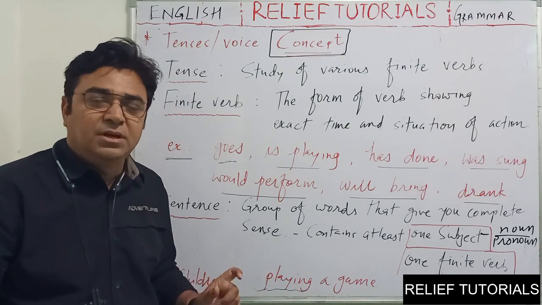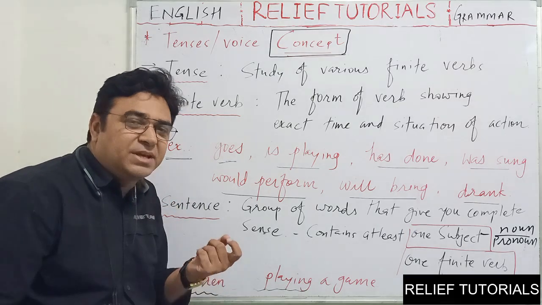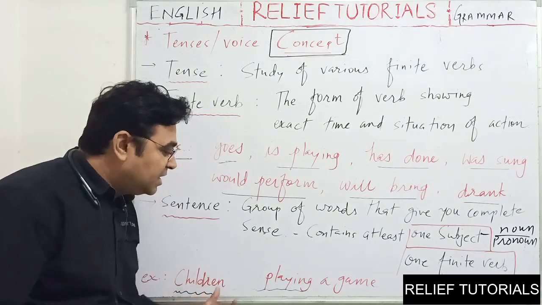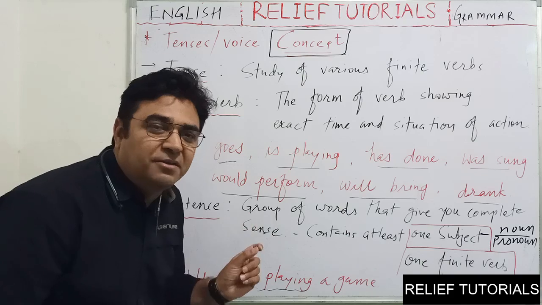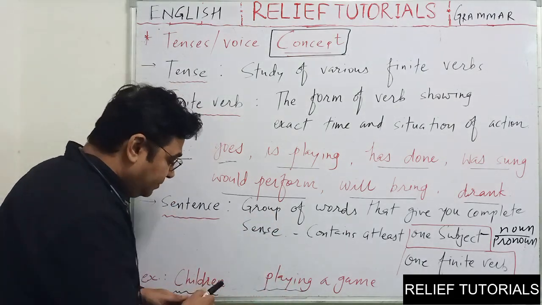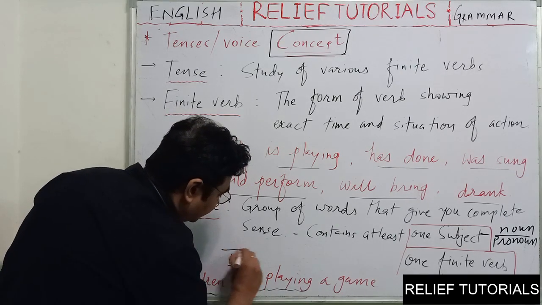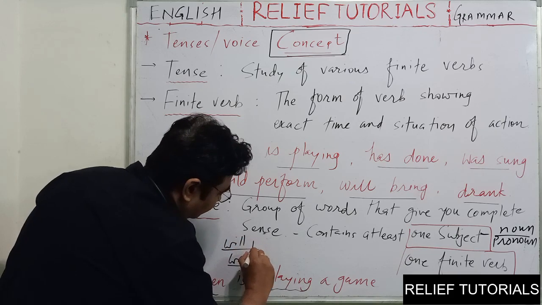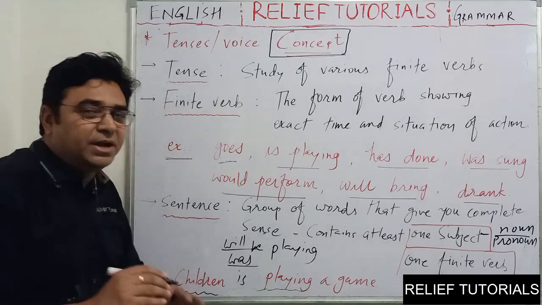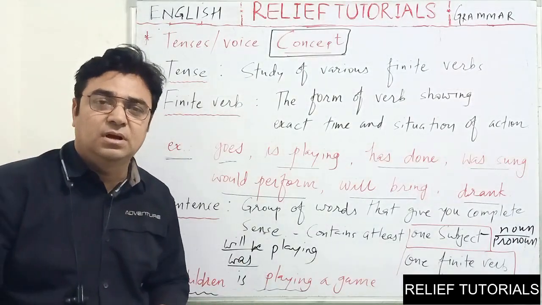So friends, the conclusion is what? If you want to make complete sense, if you want to make a sentence, you should at least have one subject and one verb, but the verb must be a finite verb. It has to be is playing, it has to be was playing, it has to be will be playing. It should be anything like that. And now it gives you the complete sense.